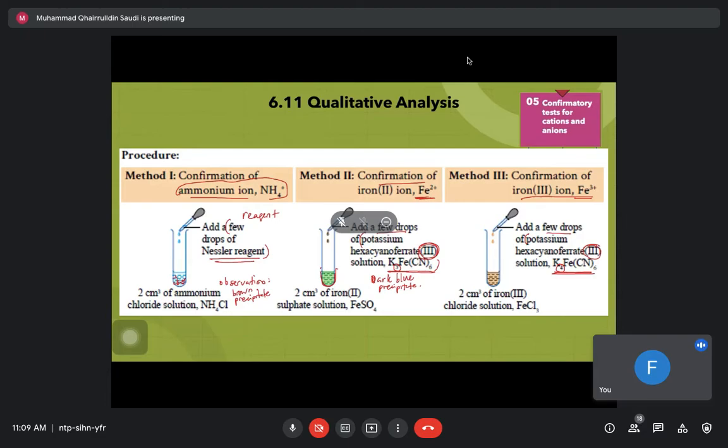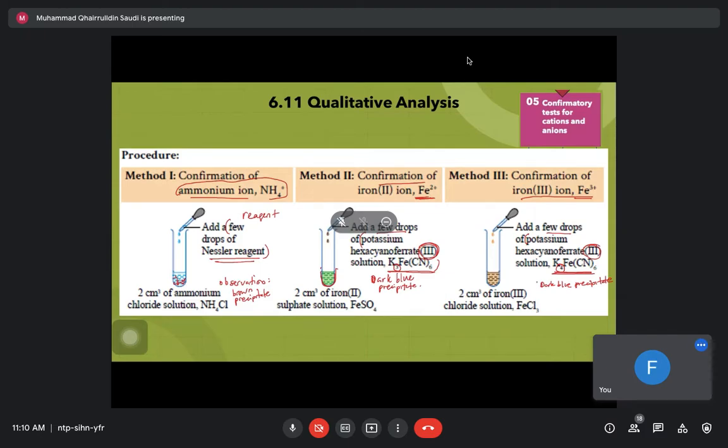And then what is your observation? You will also get dark blue precipitate. Okay. Nanti kita tengok lagi kat sini.